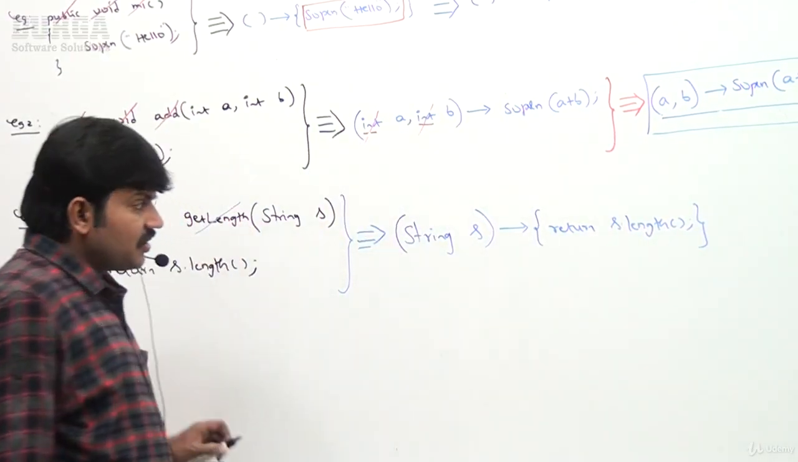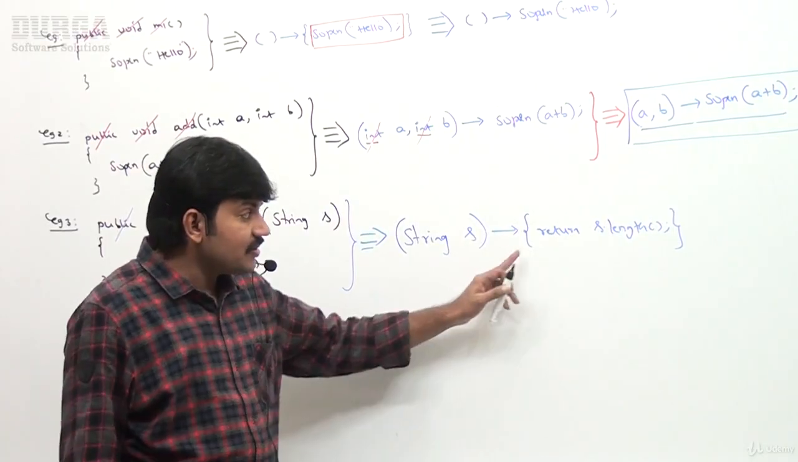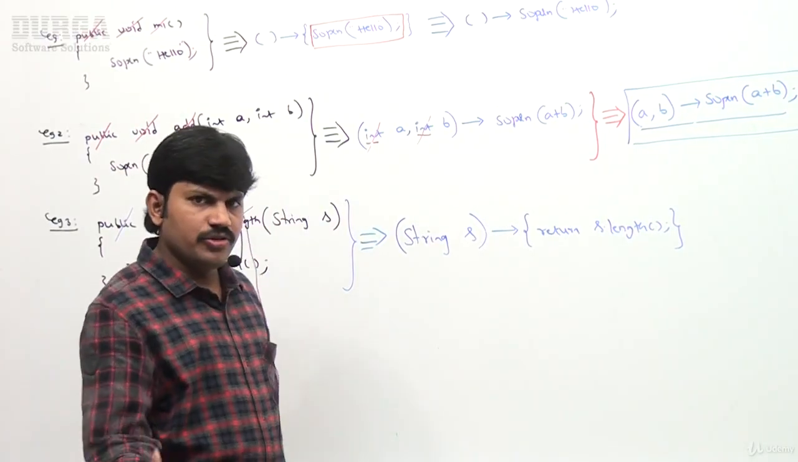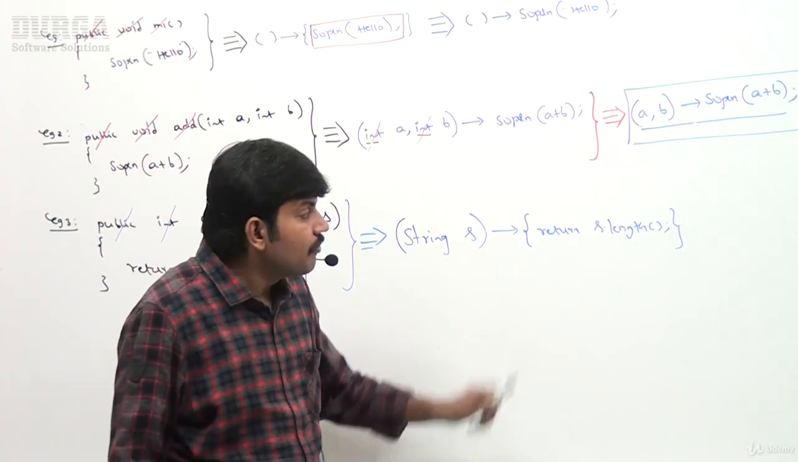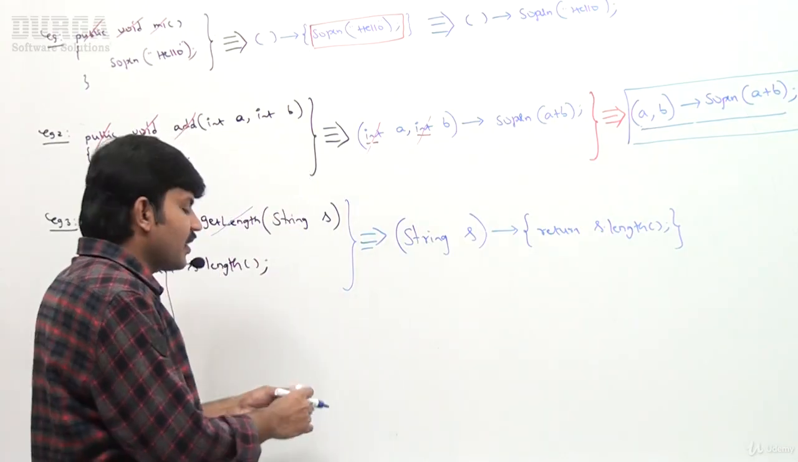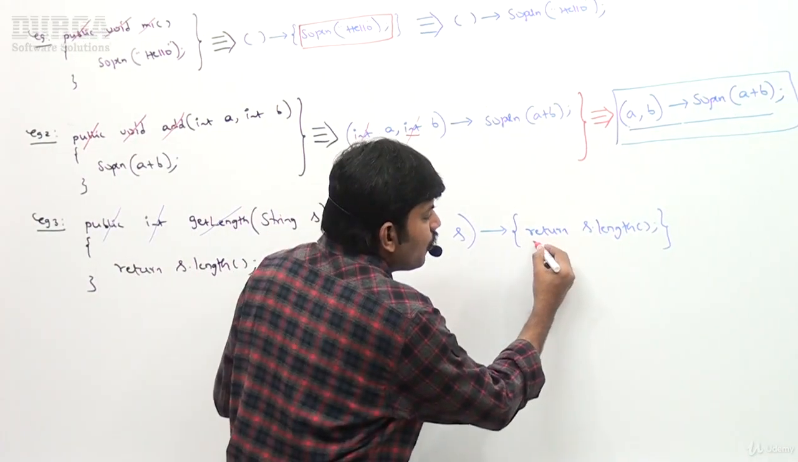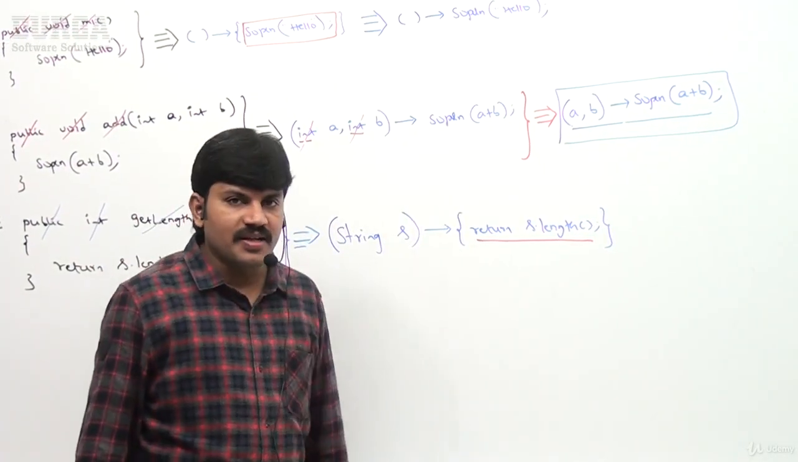Is it possible to simplify further? You should be in a position to tell. Is it possible or not? Yes, because the body itself contains how many lines? Only one line. If only one line, are curly braces mandatory or optional?